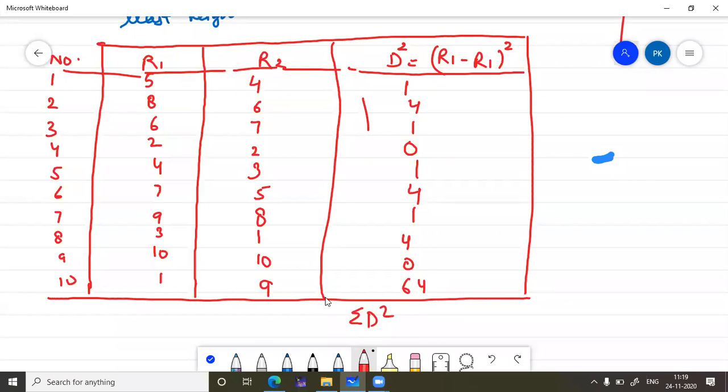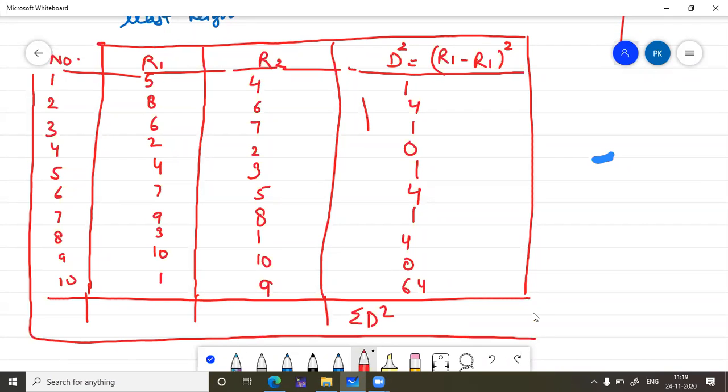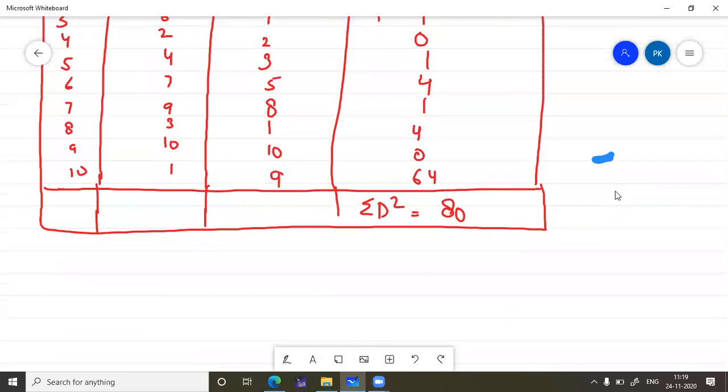Now evaluate the summation of D square. What is the value of summation of D square here? कितनी होगी इसकी वैल्यू? 64, 4, 1, 2, 68, 1. This is 80. Okay. Is this clear?